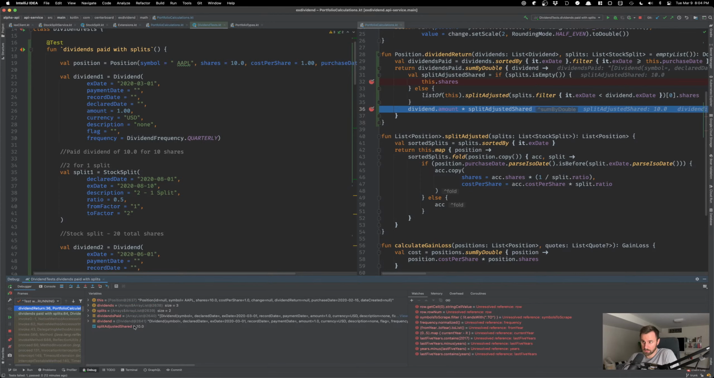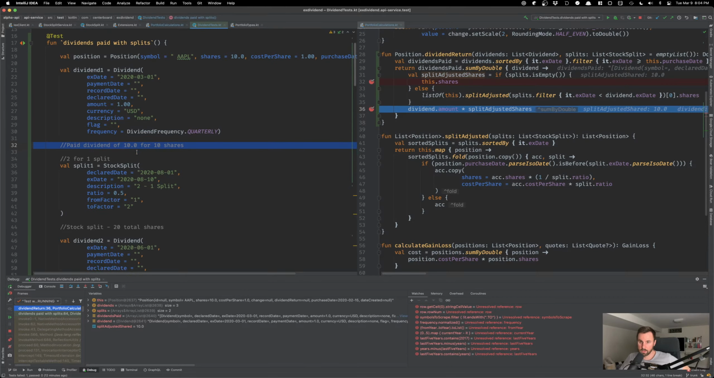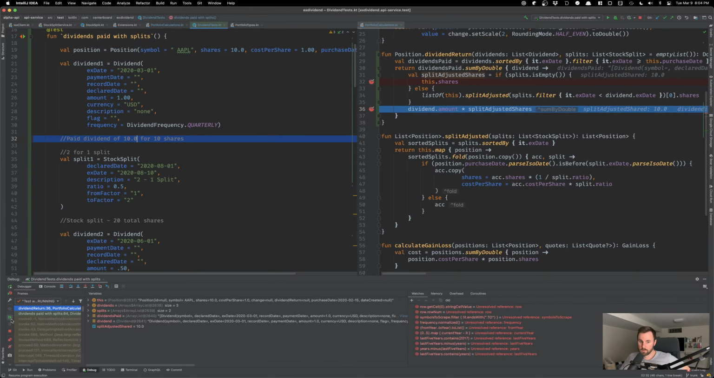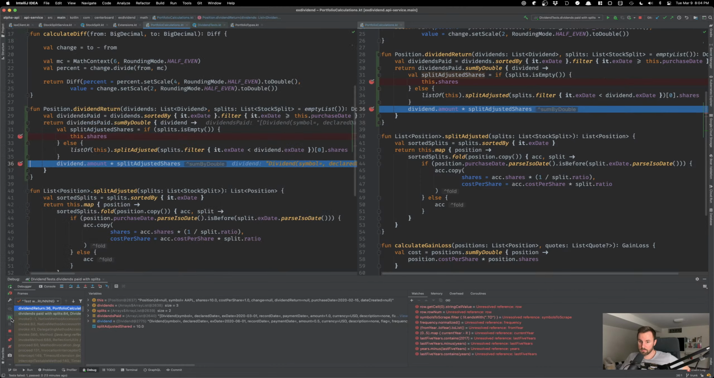And split adjusted shares, right? That's 10. So we only had 10 shares. There was no split. Next round.